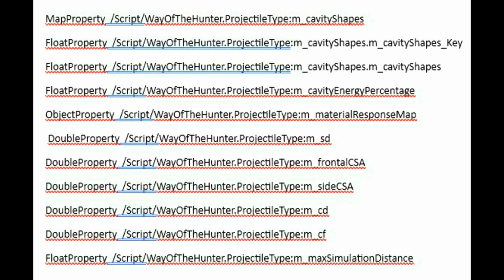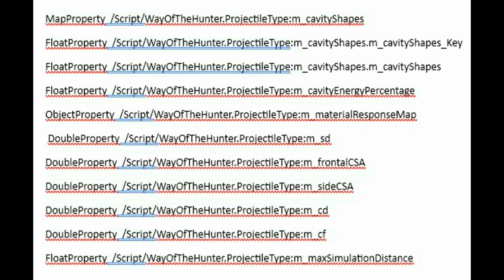That's going to be the cavity that the bullet gives you. The bullet cam is basically taking this shape and creating it based on how far the bullet goes and what it hits. Cavity energy percentage, material response map. The material response map, and a map in UE, is basically just telling you when it hits bone, when it hits flesh, this is what it does. SD, sectional density. Frontal CSA, that's your cross section. Side CSA is your cross section, so how wide it is on the side, how flat it is in the front.